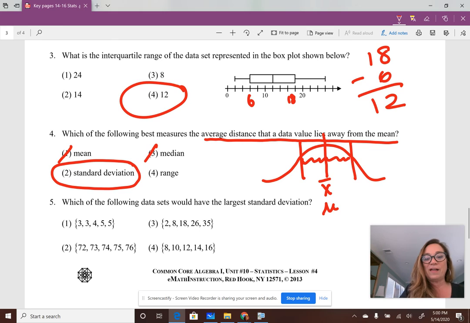Okay, which of the following data sets would have the largest standard deviation? So we're looking for something with variation, which is totally choice 3. That shows the greatest variation.